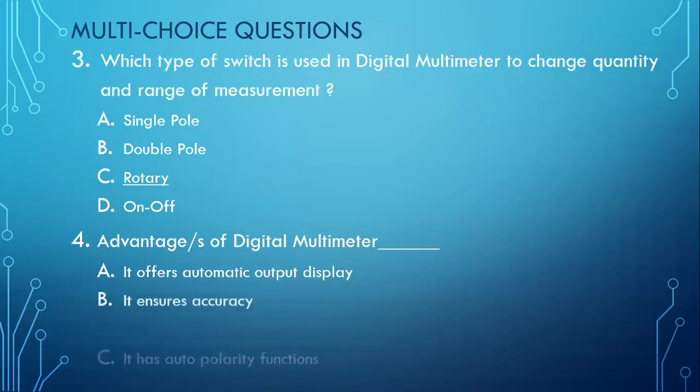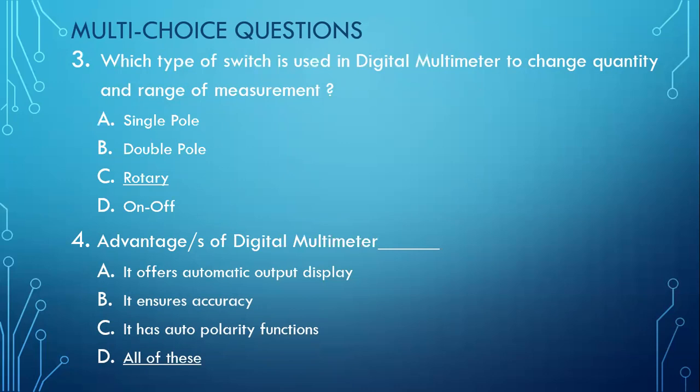Advantages of the digital multimeter. What is the advantage of the digital multimeter? It offers automatic output display. It ensures accuracy. It has auto polarity functions. Actually, A, B, C are all correct, and that's why "all of these" is the correct option.